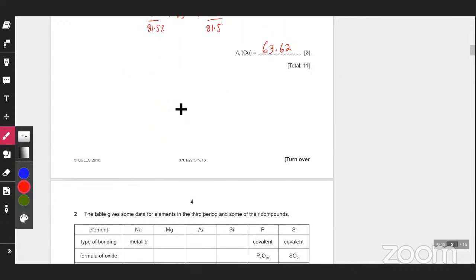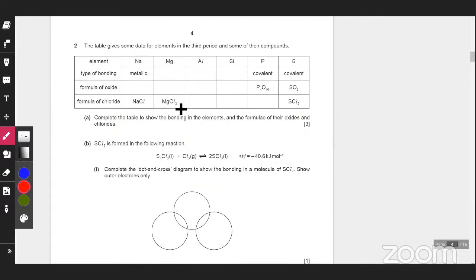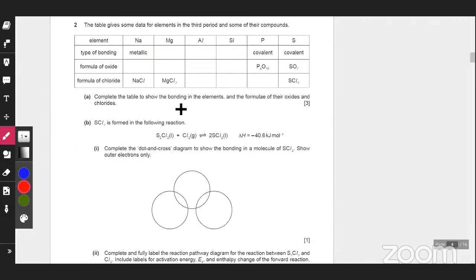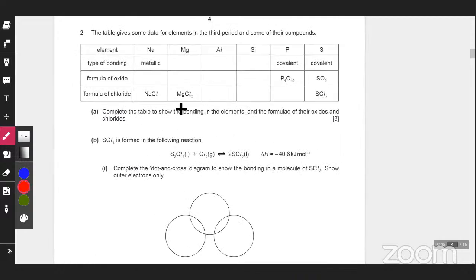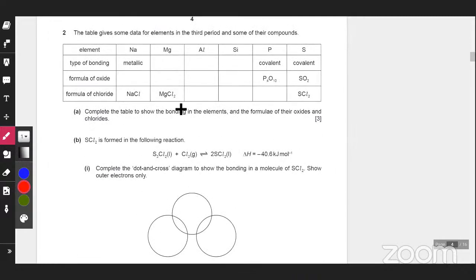The next one is the table gives some data of elements in the third period. So the first 3 are metallic. Magnesium is a metal, so that's metallic. This one is aluminum, is obviously a metal. Silicon is a macromolecular or a giant covalent structure. I think they're probably just asking for covalent or metallic, but we can write the whole thing.